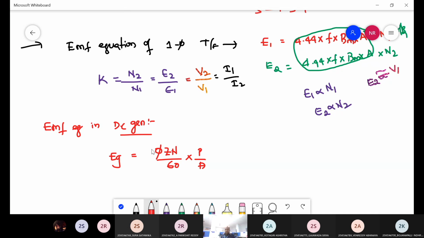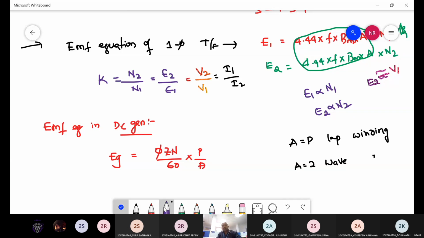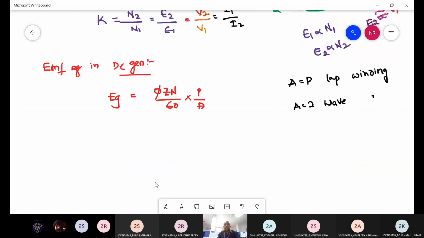In lap winding, A is equal to P, and for wave winding, A is equal to 2. This is the EMF equation of a DC generator, right? Then we have the back EMF or counter EMF equation in a motor.